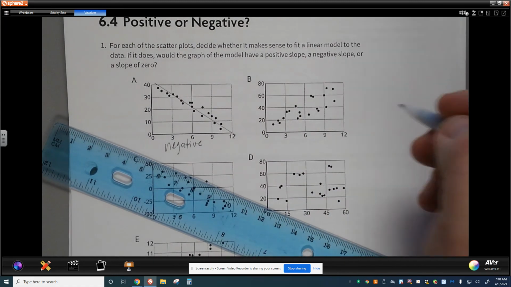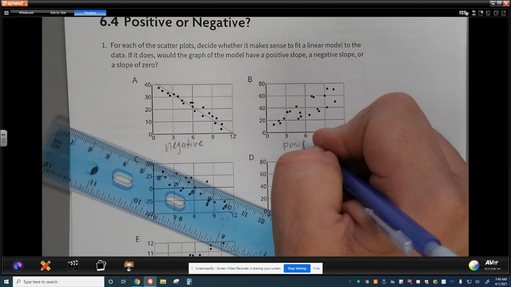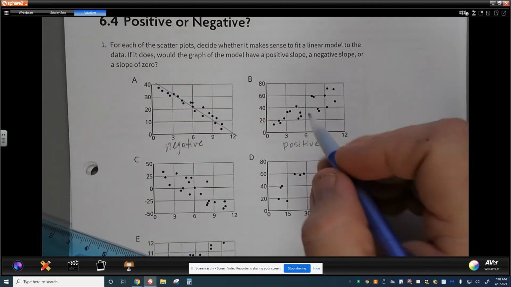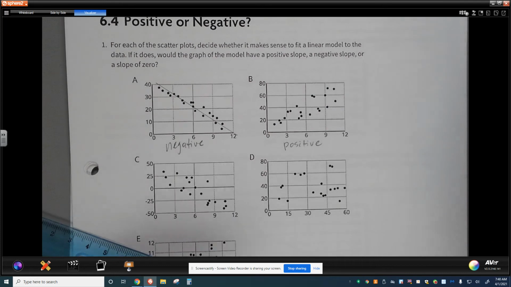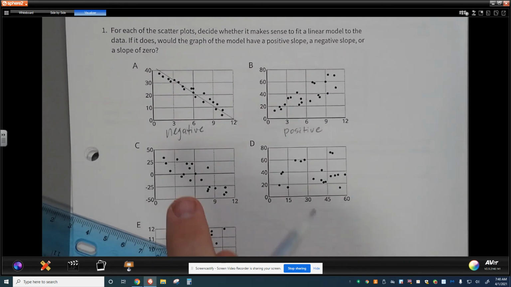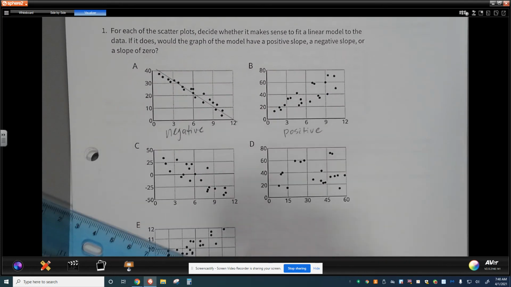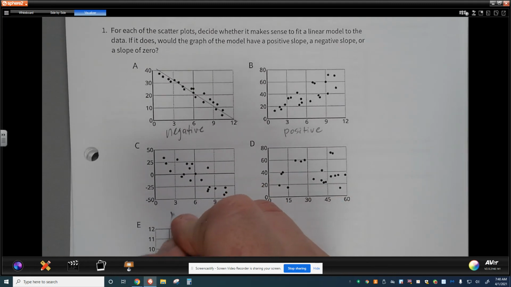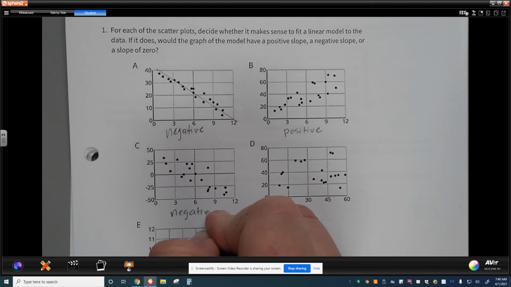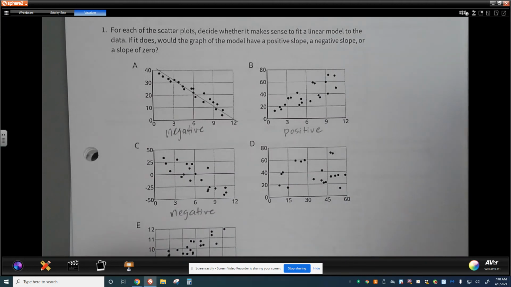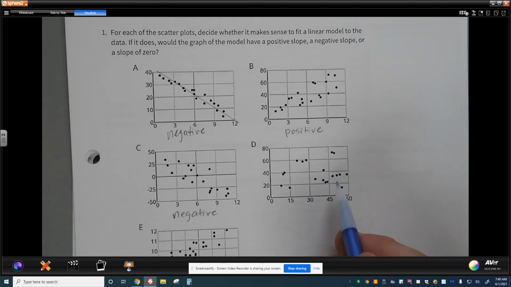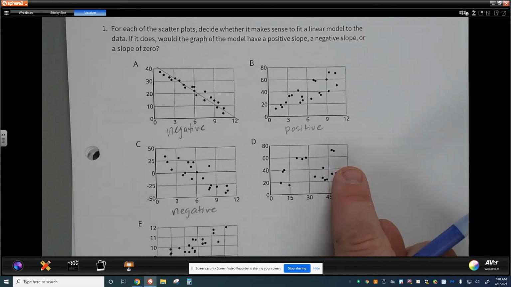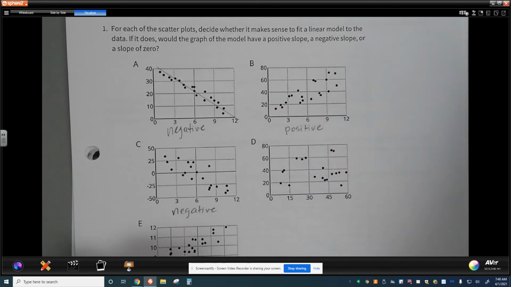With B, I can see there's probably a positive association here. It's somewhat weak because the data are pretty spread out, but there's still a positive association. Letter C, we can see that the data trend is decreasing over time, and so we could call this one another negative association. Letter D, we would say that a linear model doesn't fit really well. Notice how far these data are scattered out. There isn't really any clear pattern to indicate which way we're going.